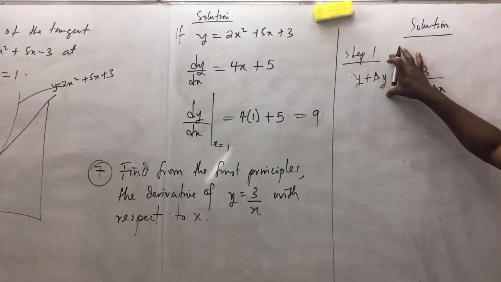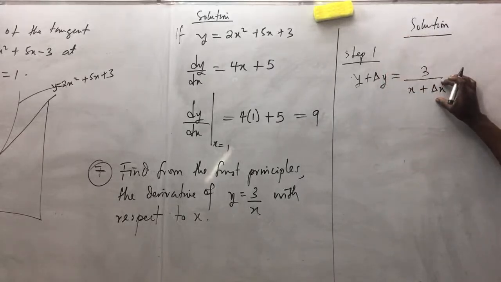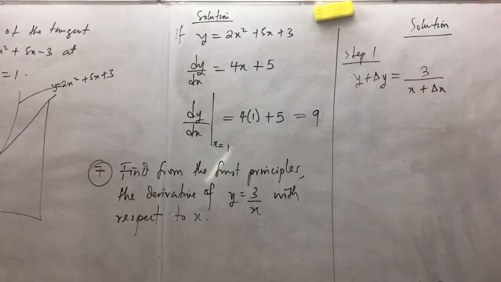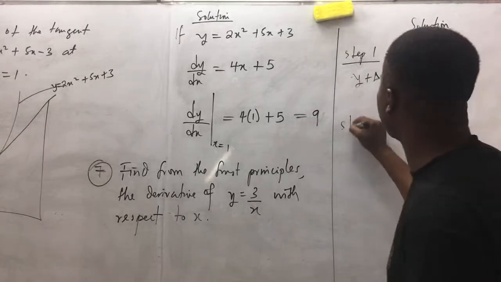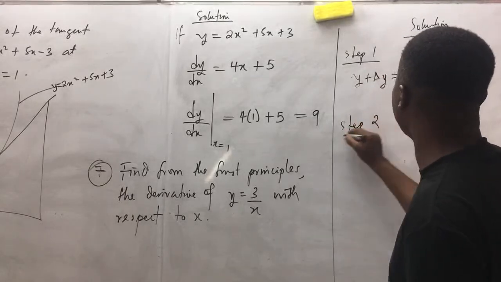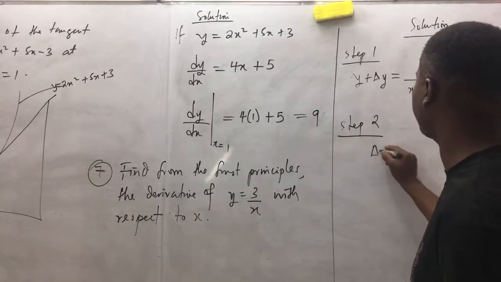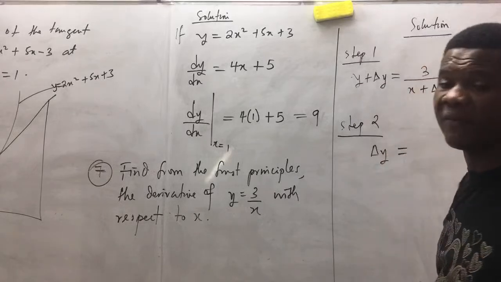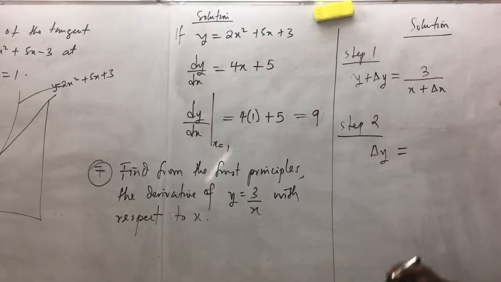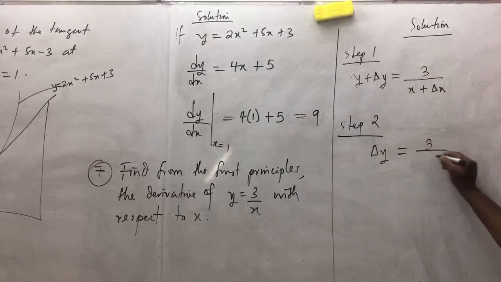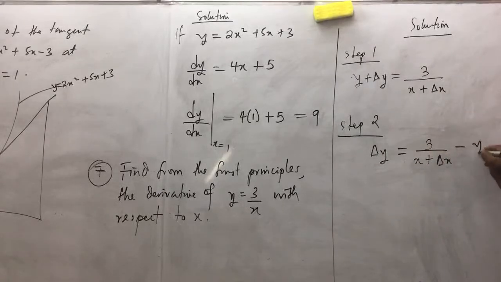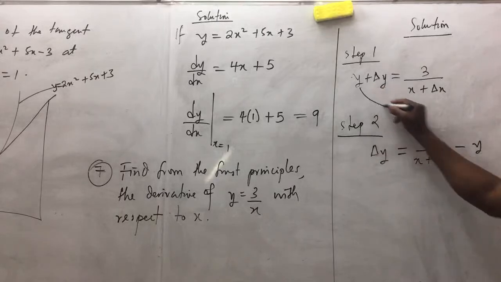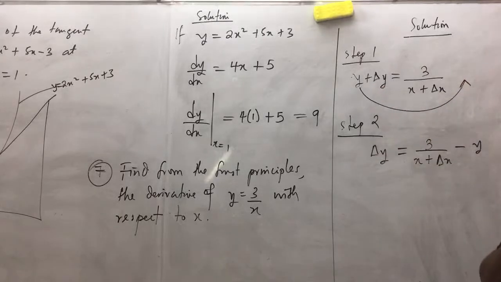So what do we do? Increase x by a small change in x and increase y by a small change in y. Now, the next step you will take is to make this the subject of formula. That is, make your change in the dependent variable the subject of formula and then simplify. So if I do that, this will become 3 over x plus change in x minus y, when y, of course, comes over to this side of the equal to.